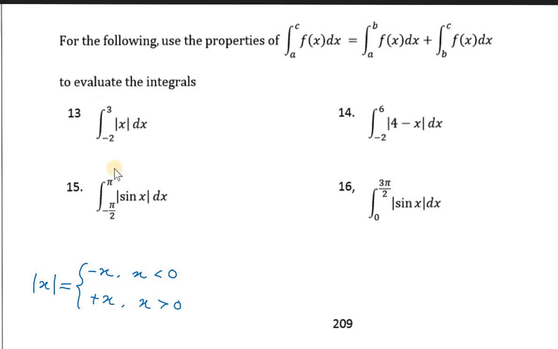So first start with number 13. An absolute value symbol like this can mean negative x or positive x according to the boundary. Okay, so we need to define it first before we do this question 13. So let's do it together.